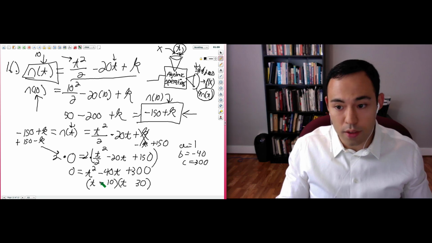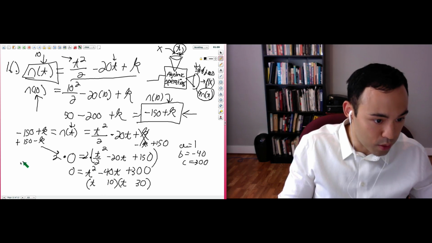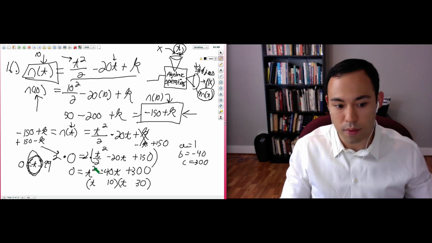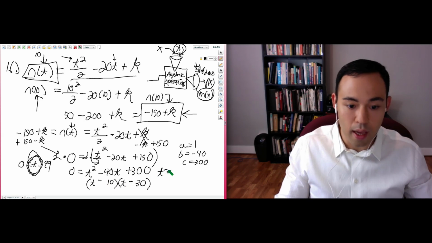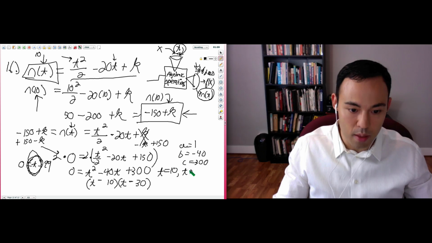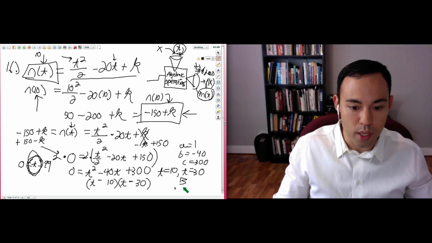And these are positive time values. We're dealing with time. And this is why they give us this little constraint. t is in between 0 and 99. In other words, t is positive. So that means these have to be negative signs. And so the answer is t equals 10, as we already knew. And it's the same again at 30. So that's answer choice B.